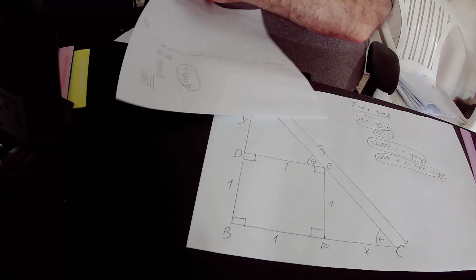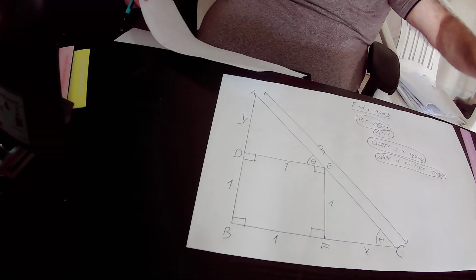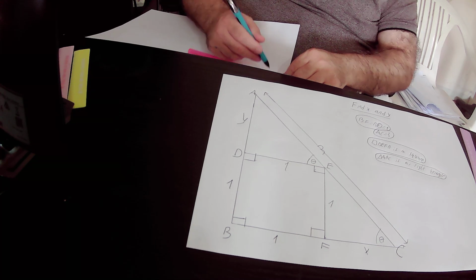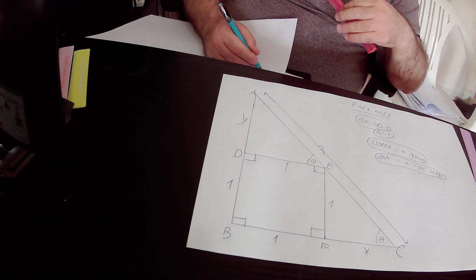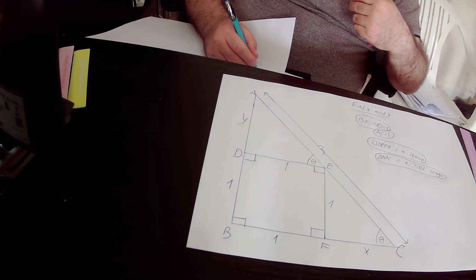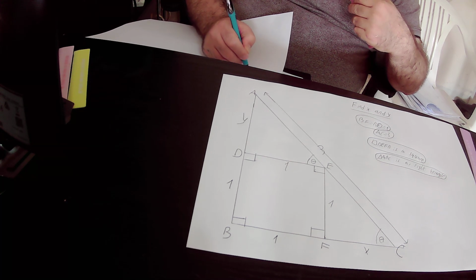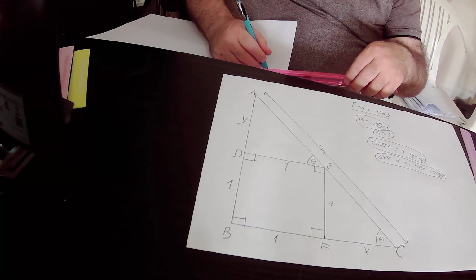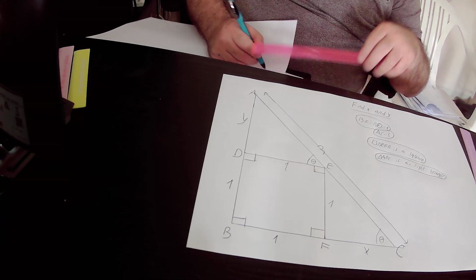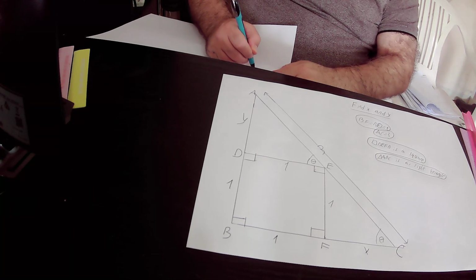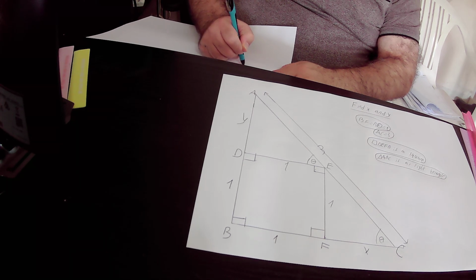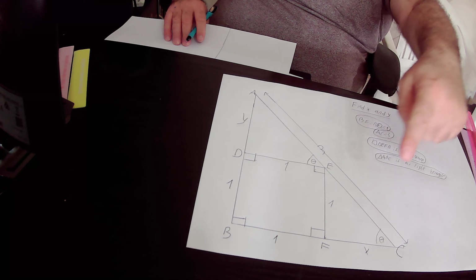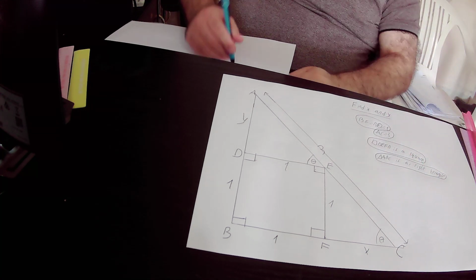In the next step, we'll focus on triangle EFC. On triangle EFC, tangent theta equals EF over FC.